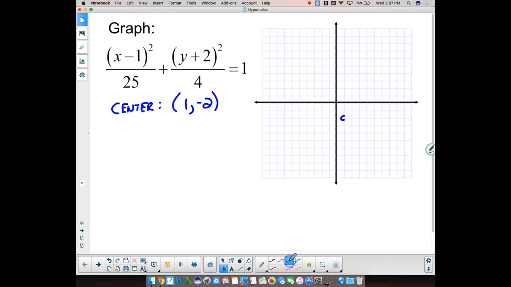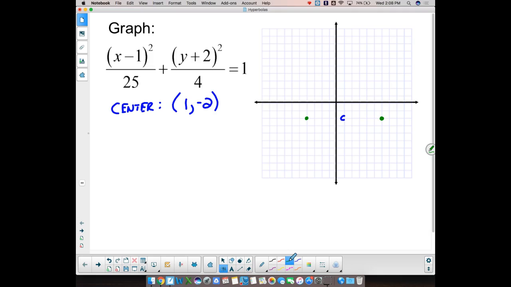A and B values. Okay, so A is going to be what? A squared is 25, so A is 5. So what do I do with 5 units? Left to right from my center, right? Okay, so left 5, 1 and 2 and 3 and 4 and 5. Right 5, 1 and 2 and 3 and 4 and 5.